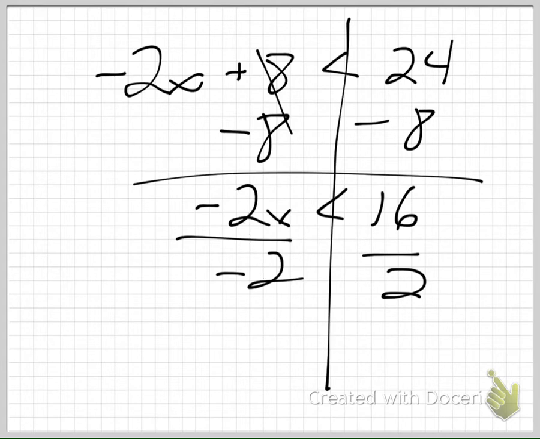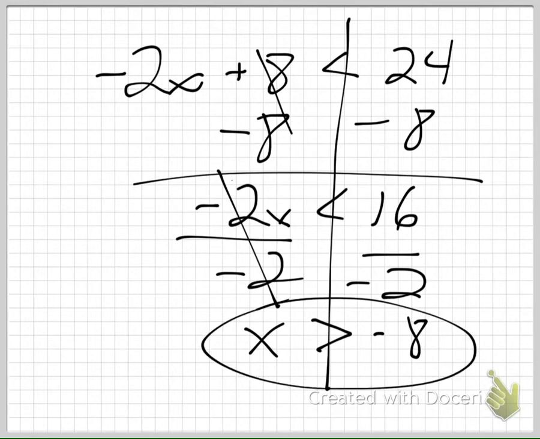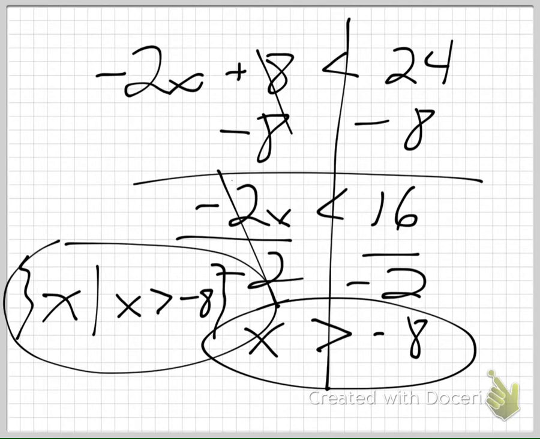When you multiply or divide both sides of an inequality by a negative, what do you have to do? Got to flip this sign, right? So yes, this goes like this. It is x. It's now greater than negative 8. And so now we're done. Now you put in set builder notation. The set of x is greater than negative 8. Make sense? It's just something you have to remember. When you multiply or divide both sides by a negative, you have to flip the sign.